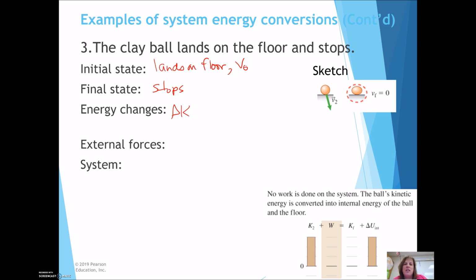What other energy would change then? Where does the kinetic energy go? Well, my little bar graph came up, didn't it? The kinetic energy goes into, boom, thermal energy.